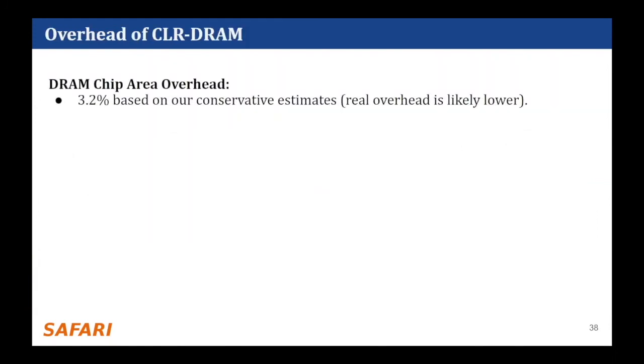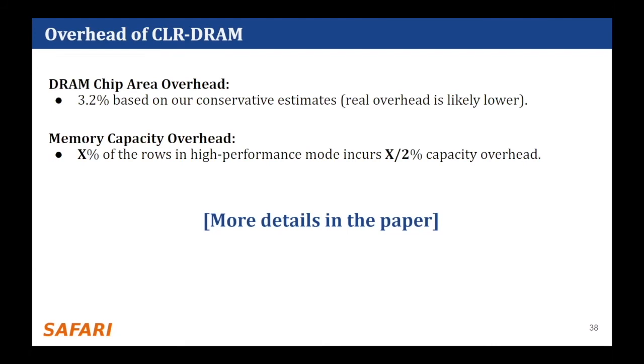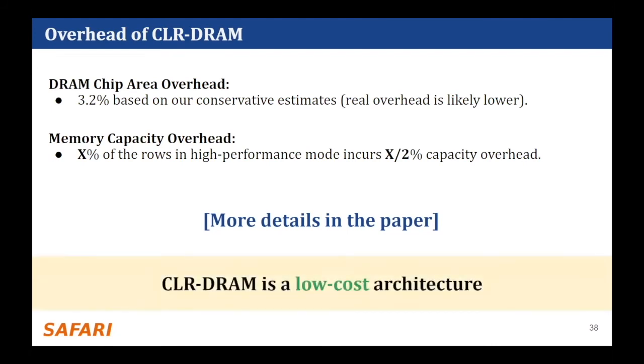We conservatively estimate CLR-DRAM to have a modest DRAM chip area overhead of 3.2%, and the DRAM capacity overhead of configuring DRAM rows to operate in high performance mode is X over 2 percent when X% of the rows are configured as high performance mode rows. And we have more detailed discussions about overhead in our paper. We conclude that CLR-DRAM is a low-cost DRAM architecture.